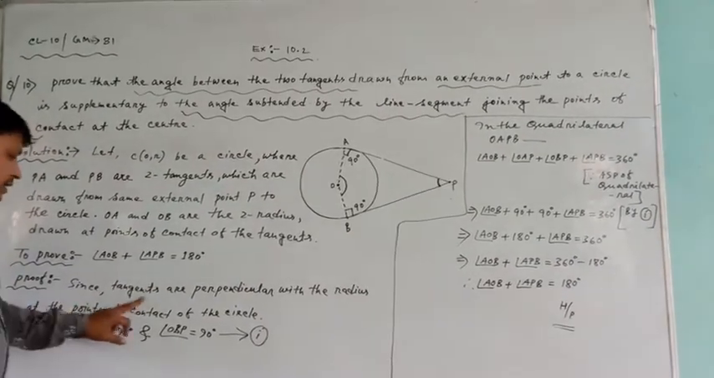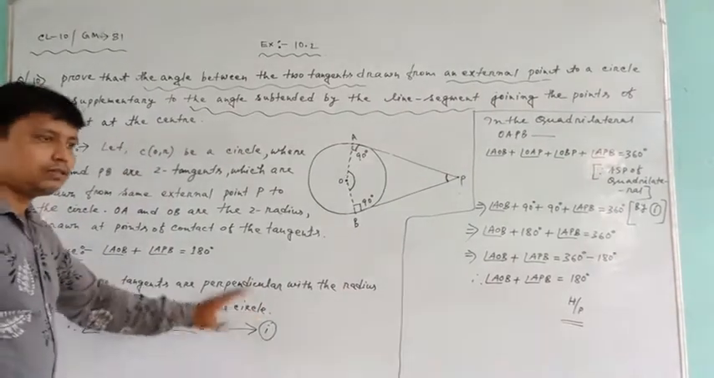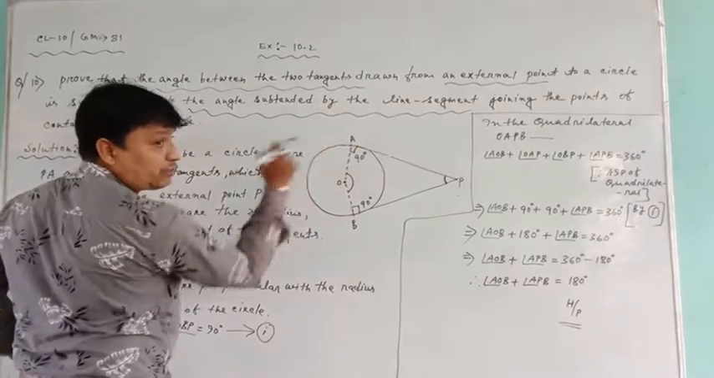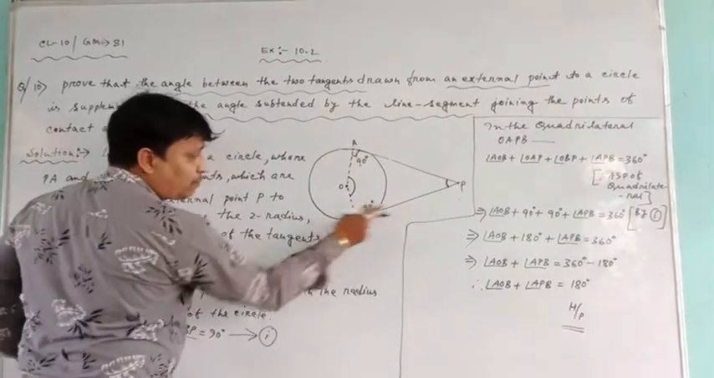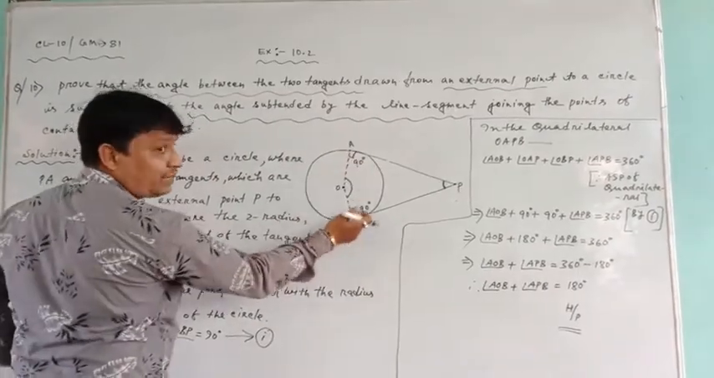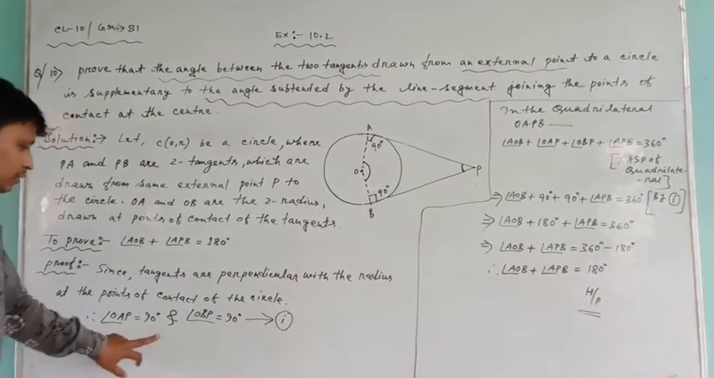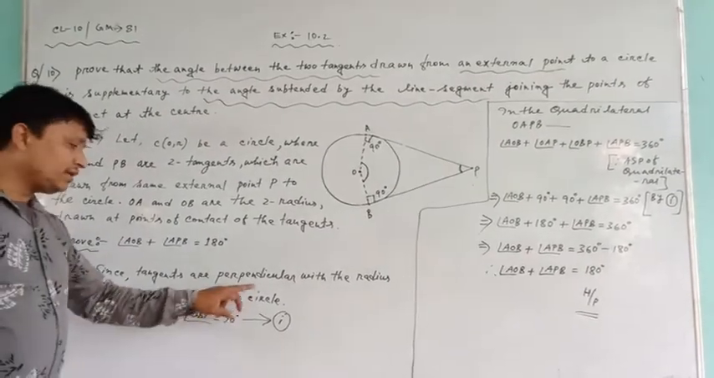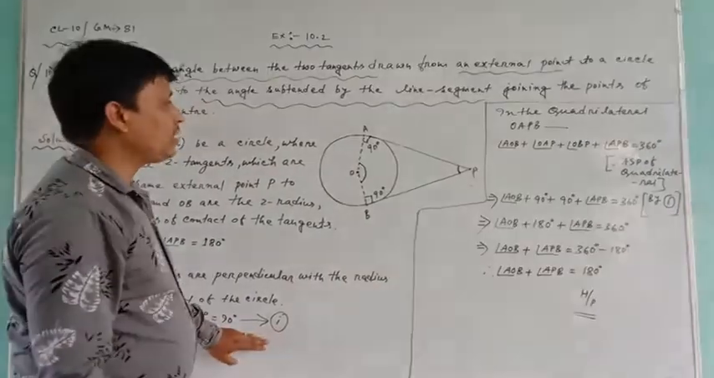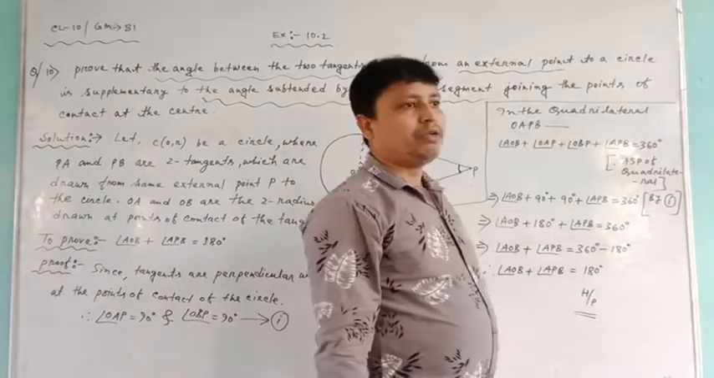Okay, so since tangents are perpendicular to the radius at the point of contact of the circle, this one is the tangent perpendicular to this radius at point of contact A. This one is the tangent perpendicular to this radius at the point of contact B. Perpendicular means 90 and 90, so these two angles are 90 and 90. So it is written angle OAP equal to 90 degrees, angle OBP equal to 90 degrees, by this theorem. This is statement number 1, and statement number 1 we have to use again for the angle sum property of a quadrilateral.